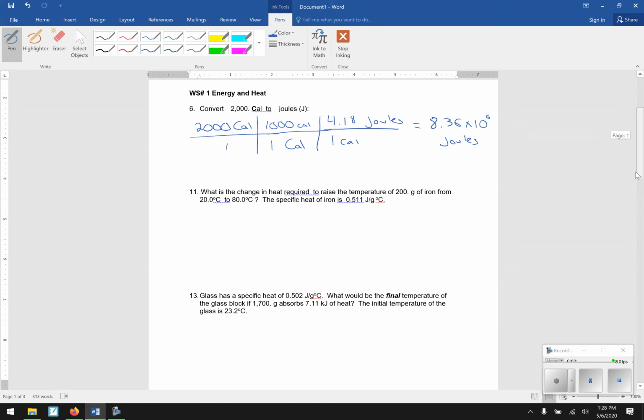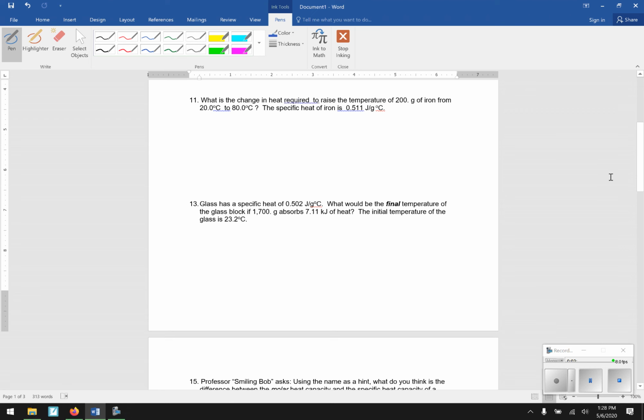So for the next one, I'm going to do number 11. What is the change in heat required to raise the temperature of 200 grams of iron from 20 to 80 degrees Celsius? And I gave you the specific heat of iron as 0.511 joules per gram degree Celsius. So for all these, Q equals mc delta T. Remember that change in heat, that's Q, that's energy in joules or calories, but we're going to deal with joules.